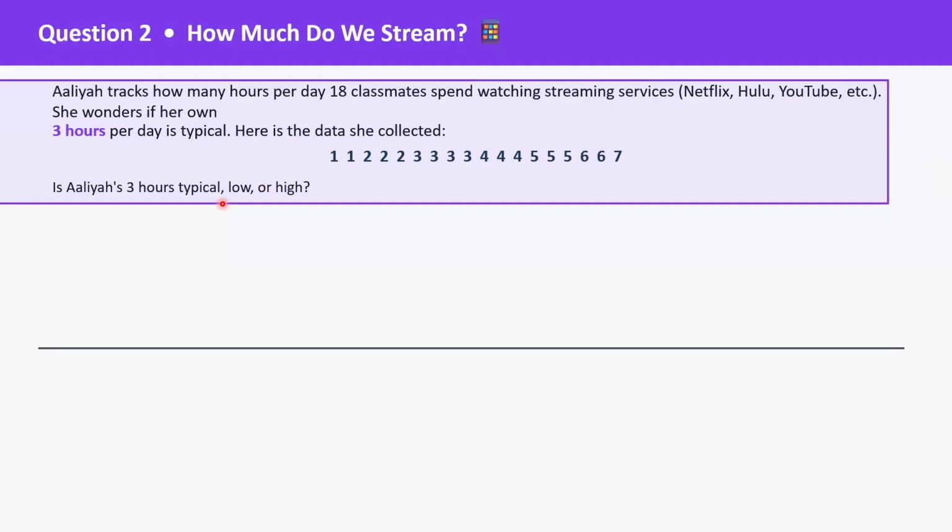Just like we said earlier, let's create a number line. Here, the number line will start at 1 and end at 7. Now we will write the short description. What is this number line about? It is about daily streaming hours. Now we'll go ahead and plot the values.